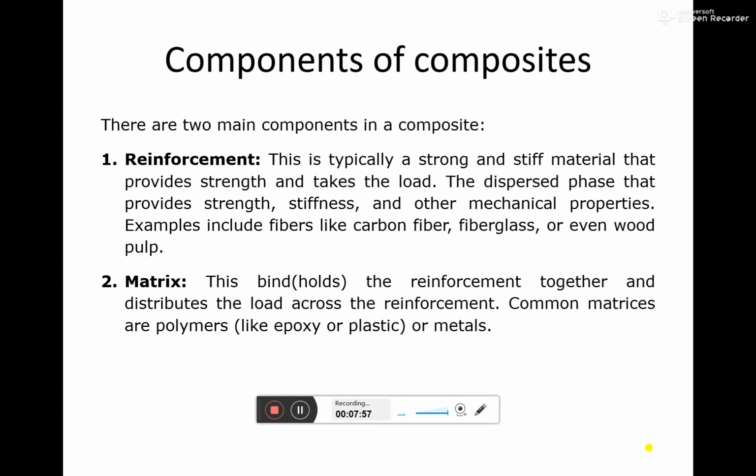So the composite material mainly has two components. One is the reinforcement, another one is the matrix. To improve the properties of the base material, we add the reinforcement, which will improve different properties like strength, stiffness, or other mechanical properties, sometimes thermal conductivity or corrosion resistance. Based on the consumer's requirement, we can add different types of reinforcement. And the main thing of the matrix is to hold and give one proper shape to the material. That is the main purpose of the matrix material.